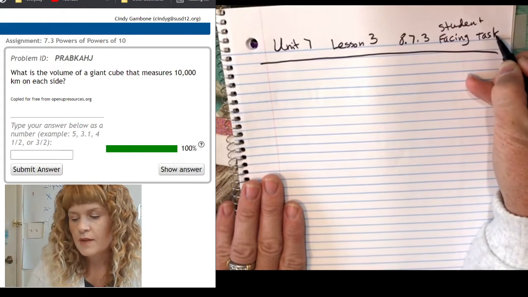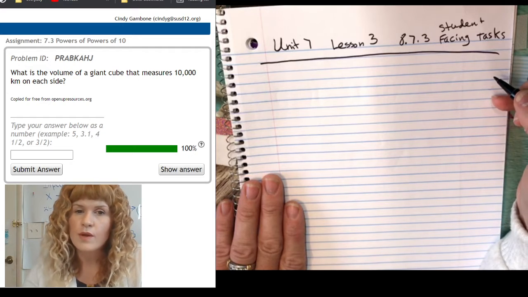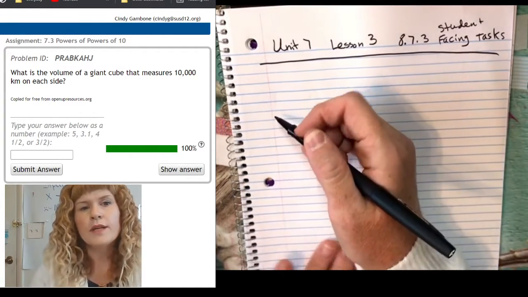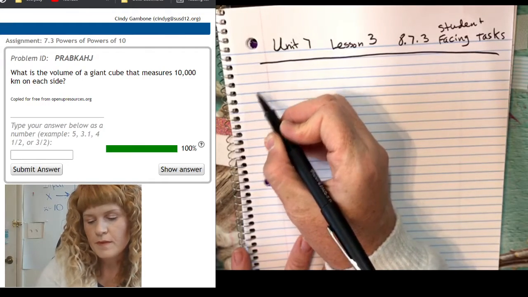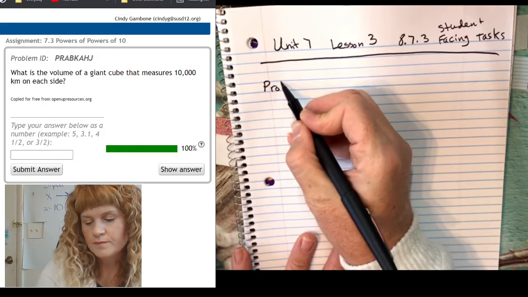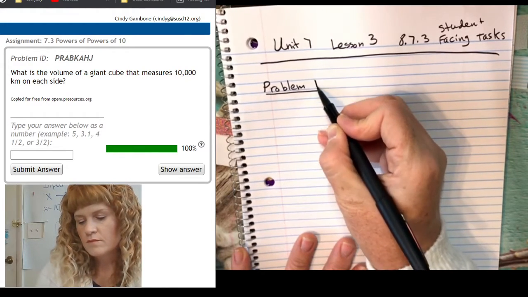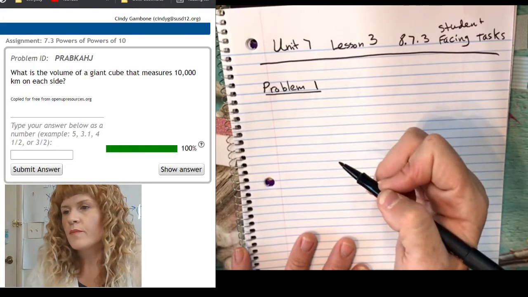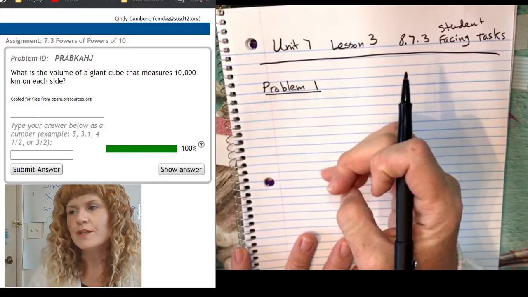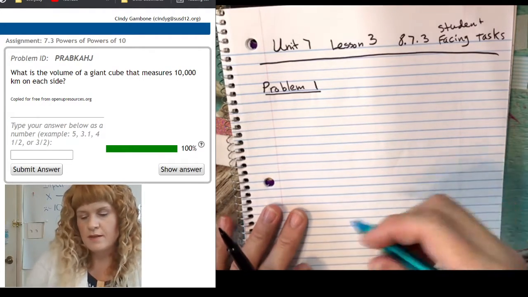If you don't have it on paper, then don't worry. You need to write notes though. Get your math notebook. Title your math notebook. Look at the first problem. This is the first problem, so I'm just going to call it problem 1. Okay, for problem 1, what is the volume of a giant cube that measures 10,000 kilometers on each side?